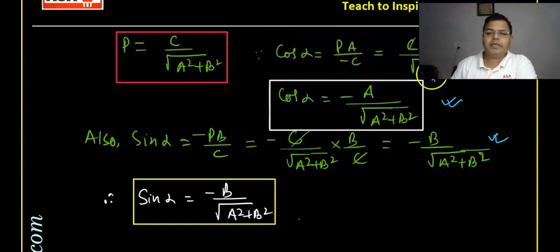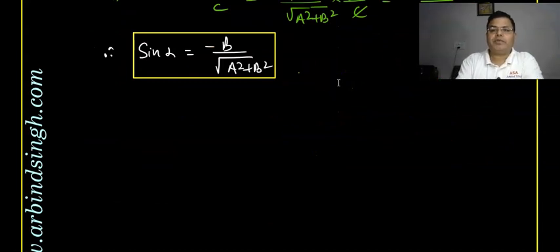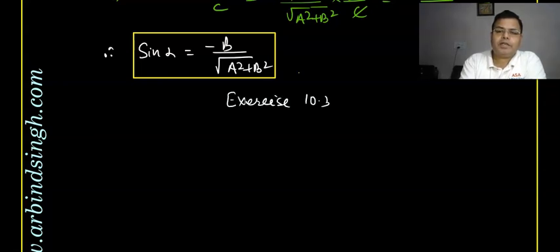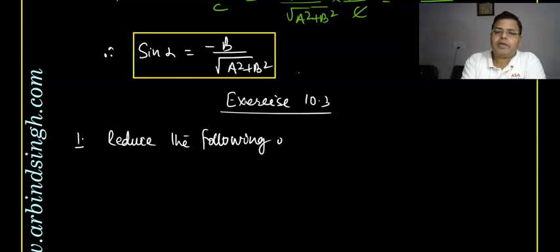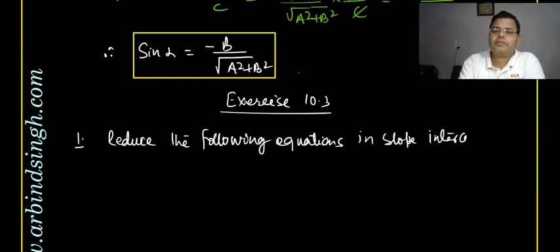Now let us solve some examples on the basis of this. Starting to solve some questions from the given exercise, Exercise 10.3. The very first question is given here. Reduce the following equations into slope-intercept form. Find their slope and y-intercept.